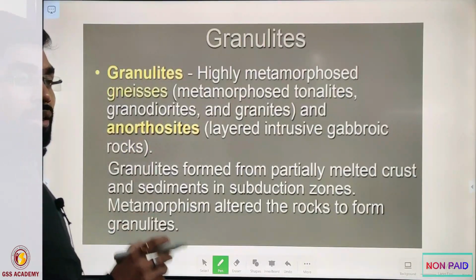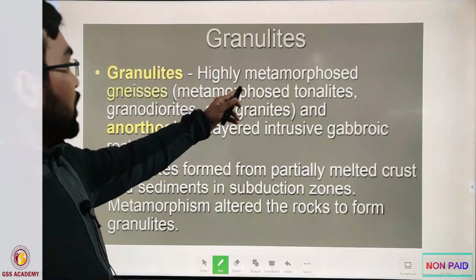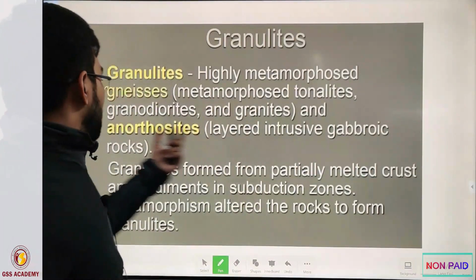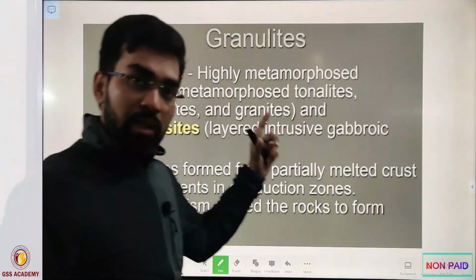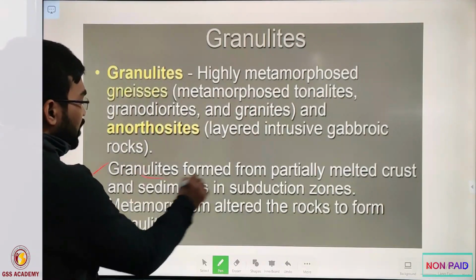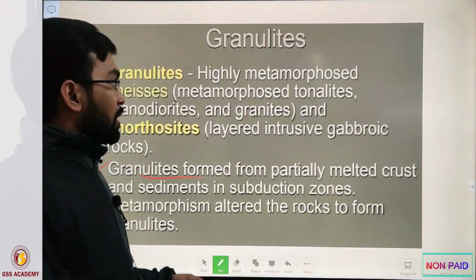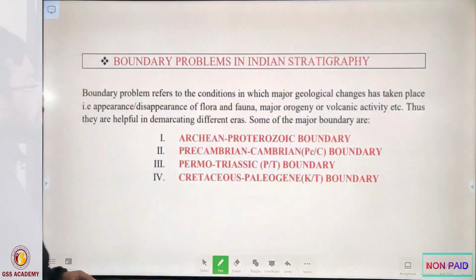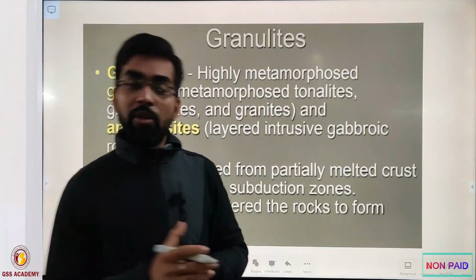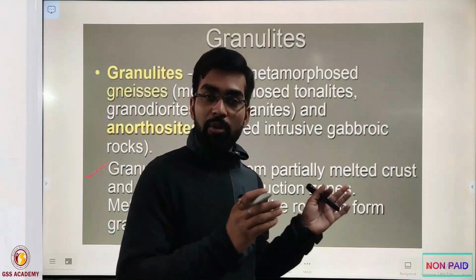On the other hand, granulite is an indication of high grade, high temperature metamorphism: highly metamorphosed gneisses, metamorphosed tonalites, granodiorite and granites, and anorthosites layered into the gabbroic, and granulites formed from partially melted crust. It is also an indication of partial melting and sediments in the subduction zone. Right, so these are the basic definitions of granulite and greenstone belt.